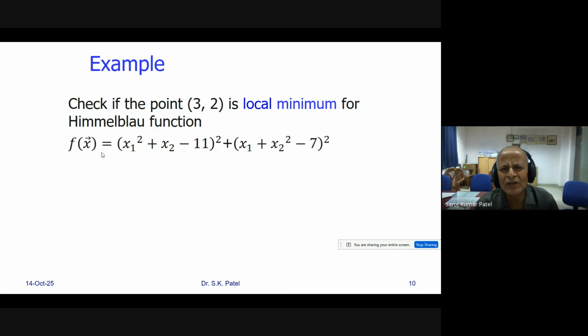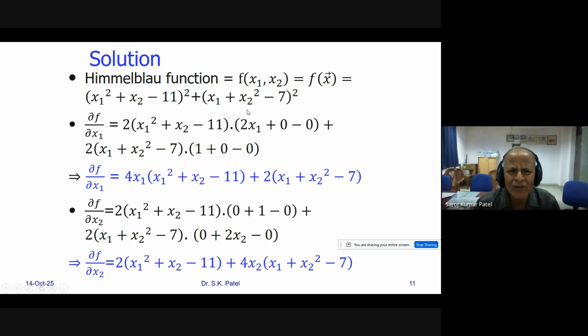Let us try to understand by taking an example. Let us take a multivariable problem. This is a two variable problem, x1 and x2. Number of unknowns is 2. And f of x is like this. This is the Himmelblau function, a very popular one. And you have to check whether at 3, 2, when x1 is 3 and x2 is 2, f of x is a local minimum. So what is the first step? You have to find out the gradient vector.